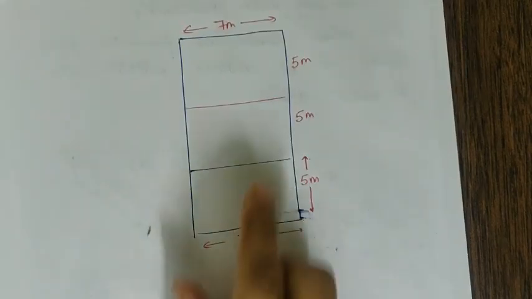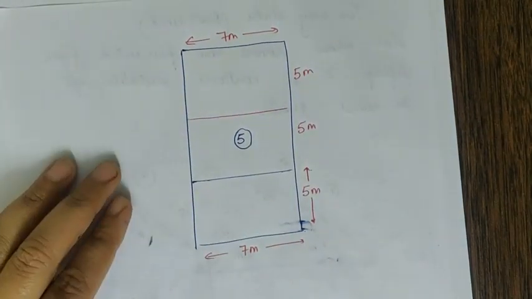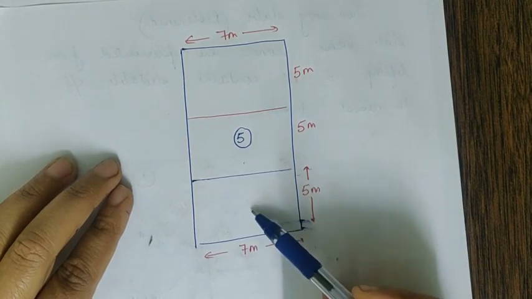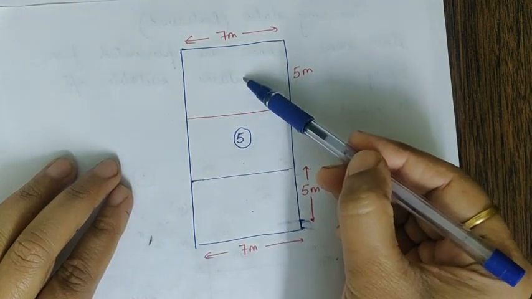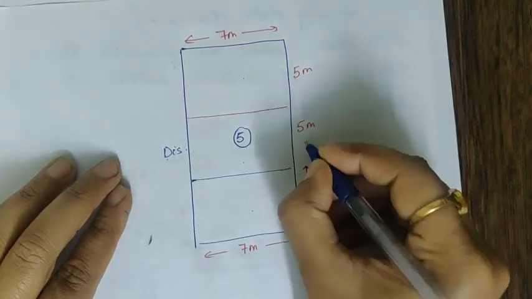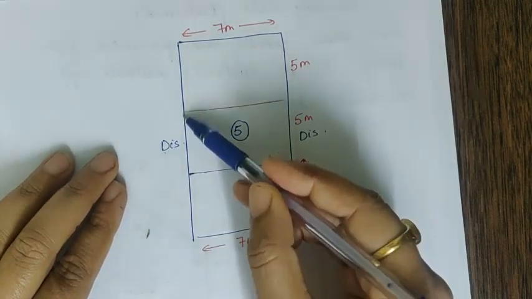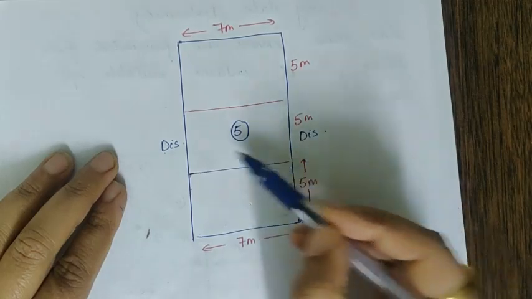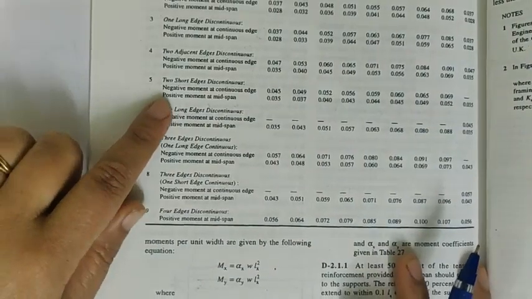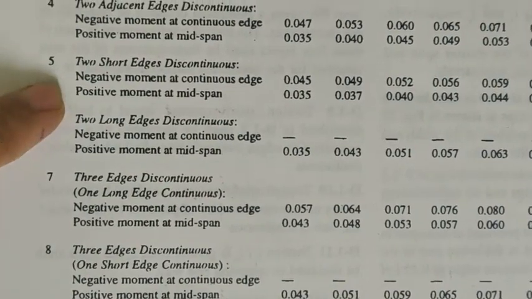Now look at this particular interior slab. This falls under case number 5. Why? What does this slab say? It is continuous on this side, and it is continuous on this side also. But the slab is discontinuous here, and it is discontinuous here. These 2 discontinuous edges are both 5 meters. They are smaller edges, so these are short edges discontinuous. So your case number 5 is two short edges discontinuous.